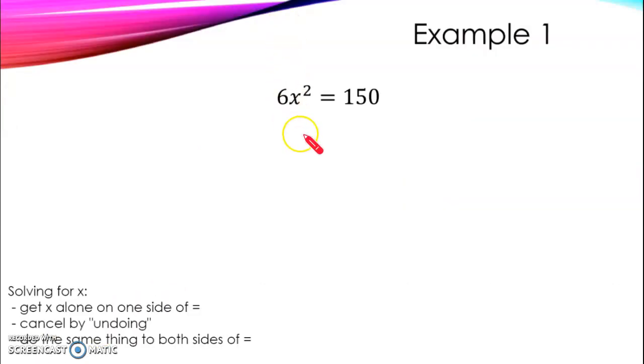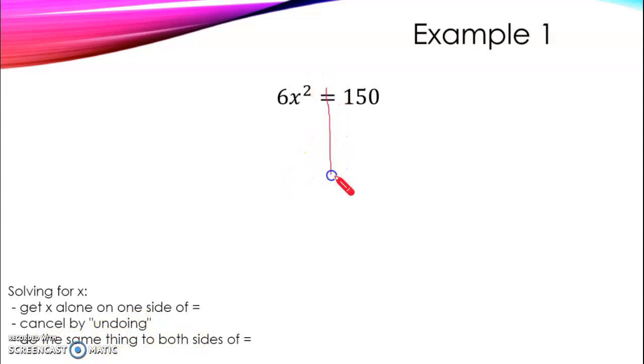So we'll start with this first example. We have 6x squared equals 150. And this is a quadratic because we have an x squared involved. And to solve, we want to keep these tips in mind. Remember that your goal is to get x alone on one side of the equal sign. And so we're going to try to isolate it by getting rid of, in this case, both this 6 and this square right here. And we're going to cancel those two things by doing the opposite on both sides.